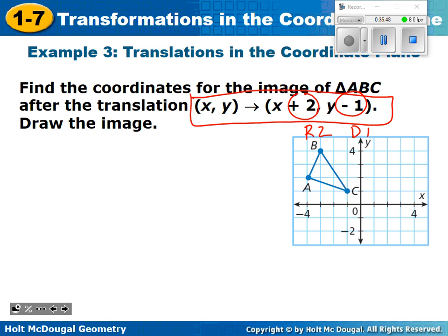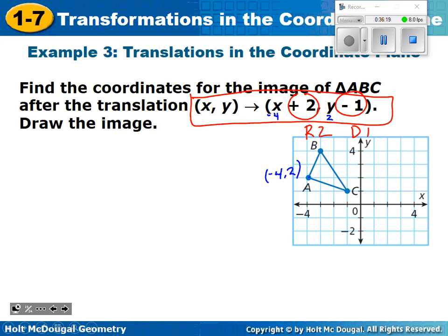Right 2, down 1. So worst case scenario, this is not what I would do if I were you. You could list the coordinate for point A. Where is point A right here on the picture? Careful. Negative 4, 2. And what this is saying is if you were to plug negative 4 in for x and 2 in for y, that will give you the new point for A prime, right? Okay, the faster way to do that is just simply to take A and shift it right 2, down 1.